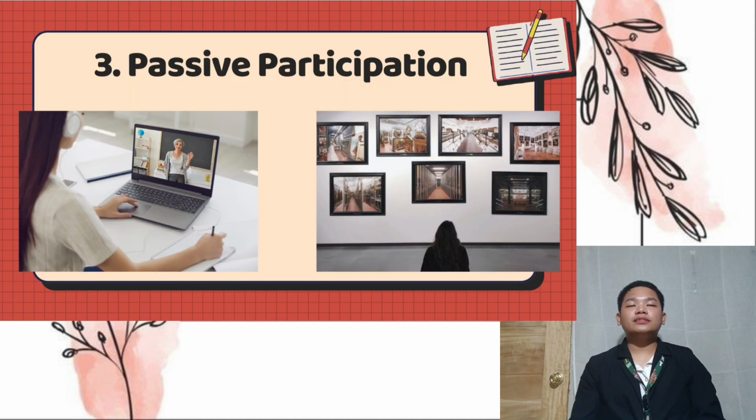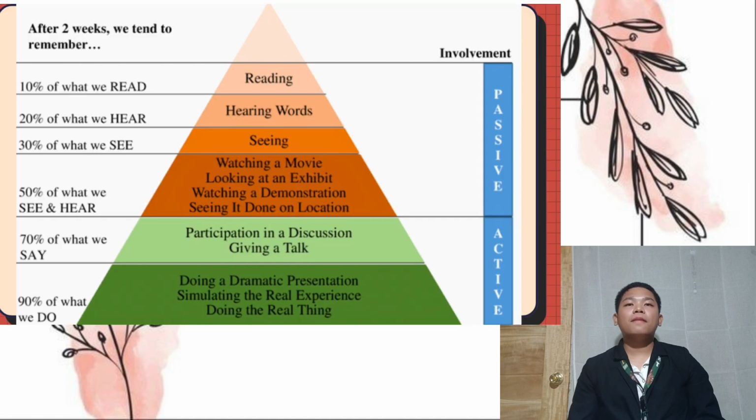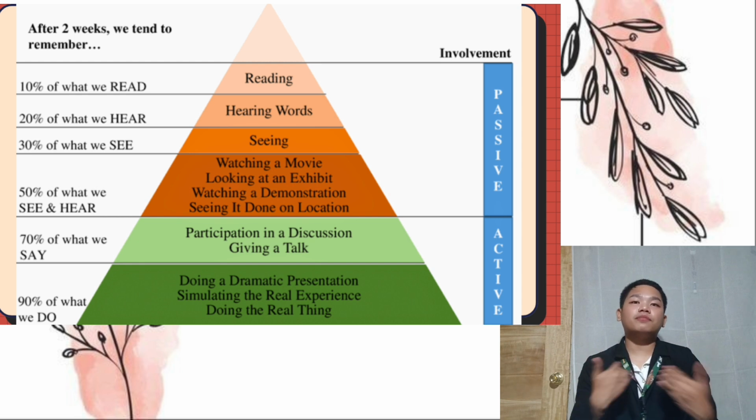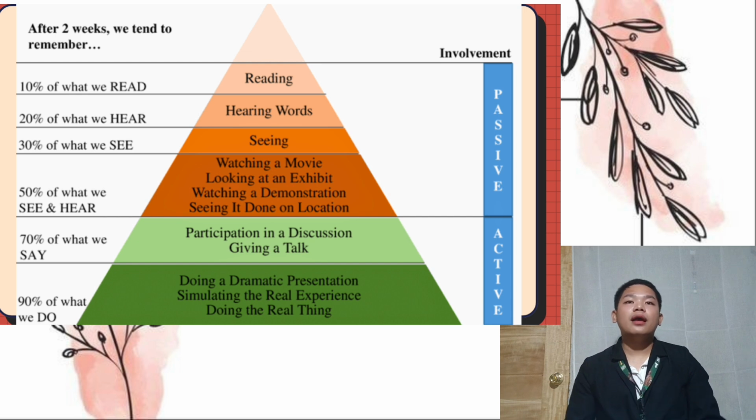Third is passive participation, with 50% of learning retained. This matches the hearing and seeing level. Students passively receive the information through multiple senses, such as watching a movie, looking at an exhibit, or watching a demonstration. However, these methods are still primarily passive.